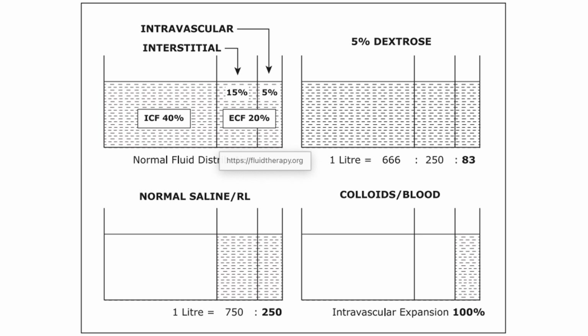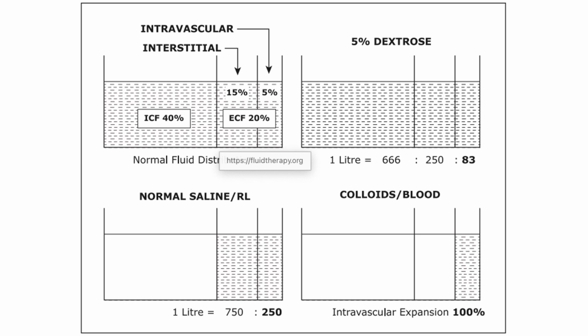It will be divided as per the 3:1 ratio. 750 ml will be distributed in the extracellular interstitial space, and only 250 ml will be in the intravascular compartment. So it is quite better than 5% dextrose. So if we give 1 liter of NS or RL, it will improve intravascular fluid expansion by 250 ml.